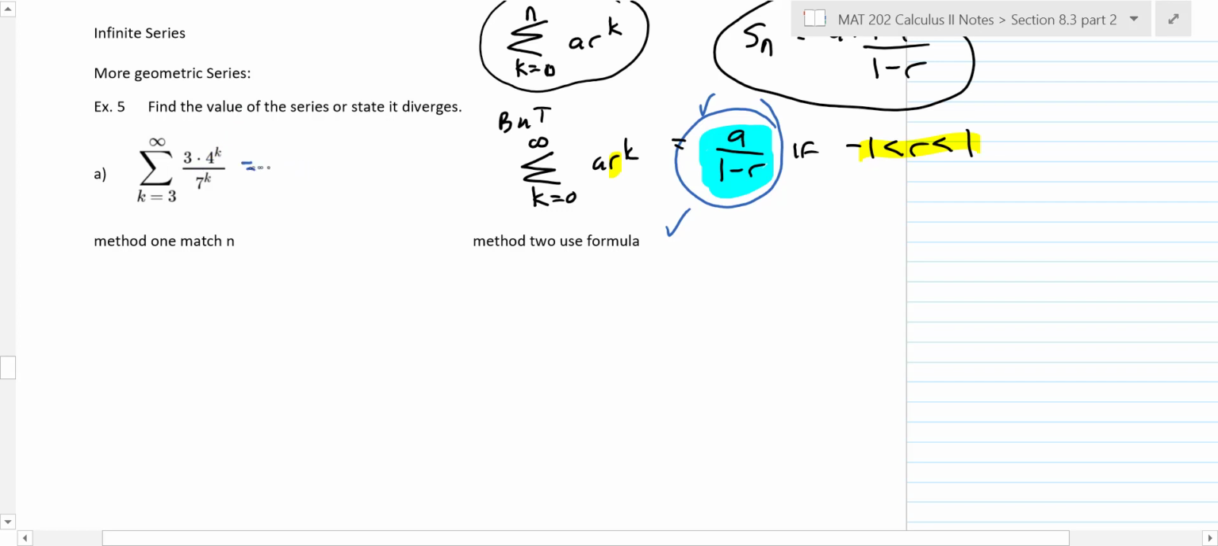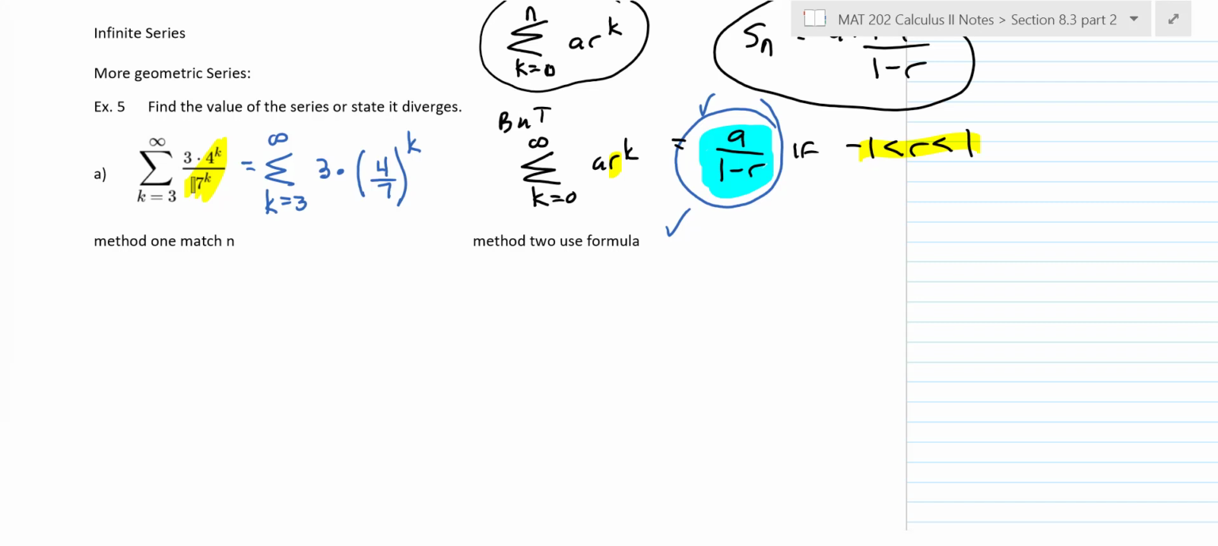So the first thing I'm going to do is rearrange this and write it as the series from 3 to infinity of 3 times 4 over 7 to the k. You can do that. Does that make sense to everybody? If you have a number to a power and another number in the denominator of the power, then that whole thing is to one power. Agree? So that's 4/7 to the k.